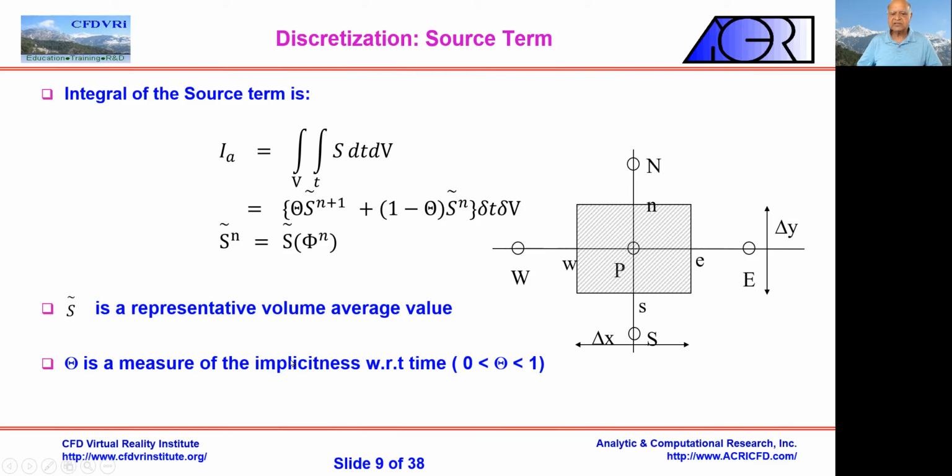So theta is a measure of implicitness. If theta is 0, right? So theta 0 means we don't take any new value, we go only to the old value. That means it's explicit. We are saying, let's use the source at the old time. If we make theta equal to 1, we'll use the source only at the new time. So we'll compute it at the new time step if there is a time dependence.